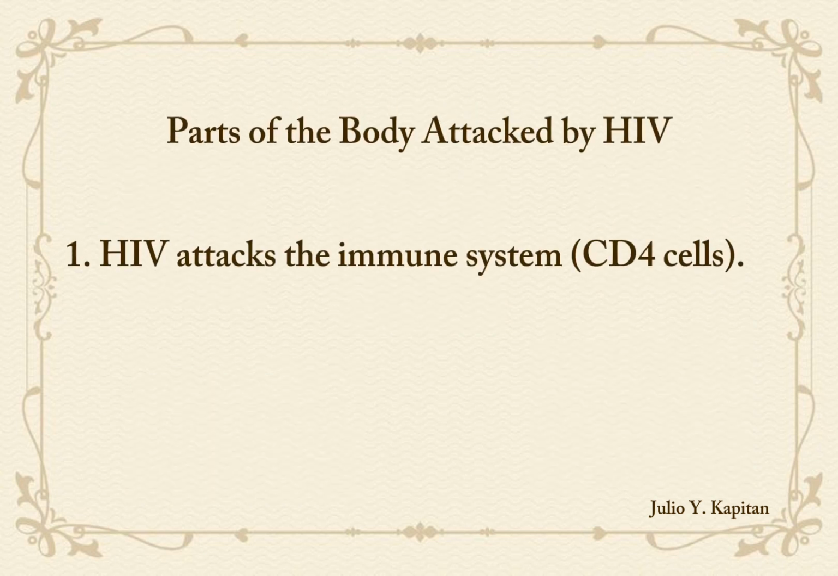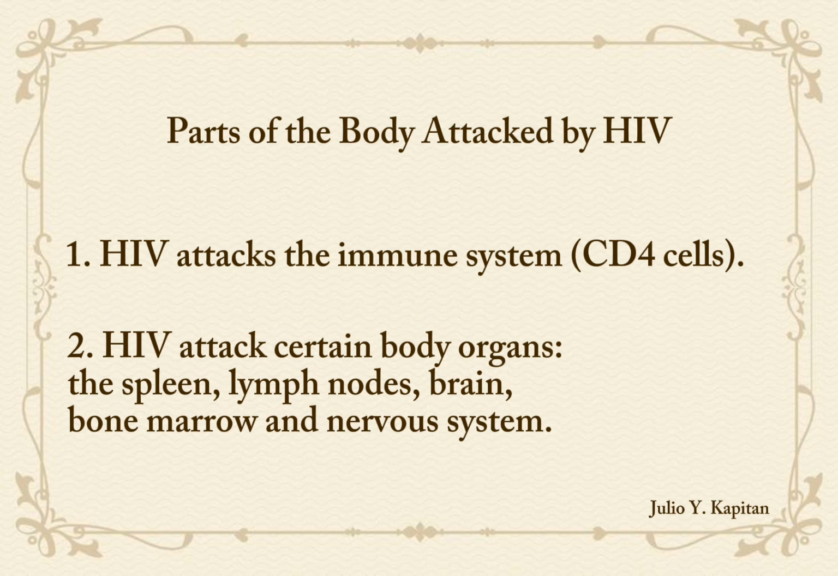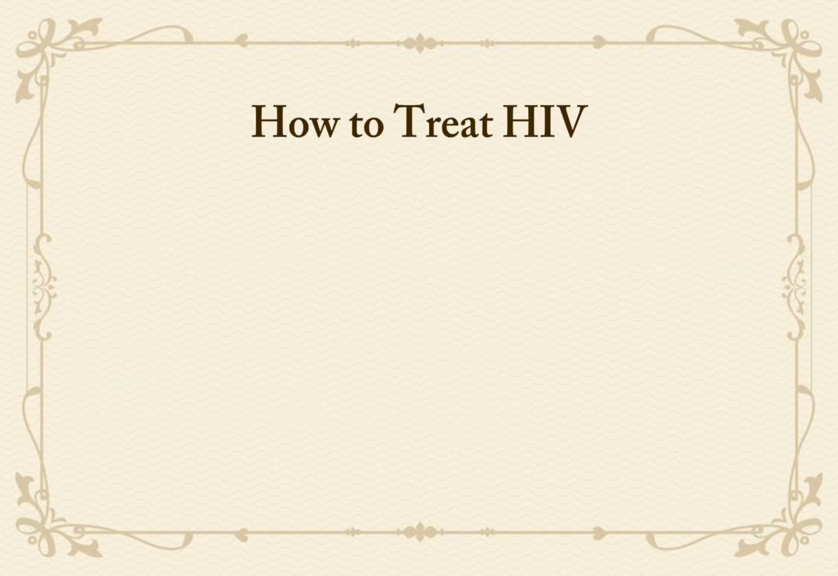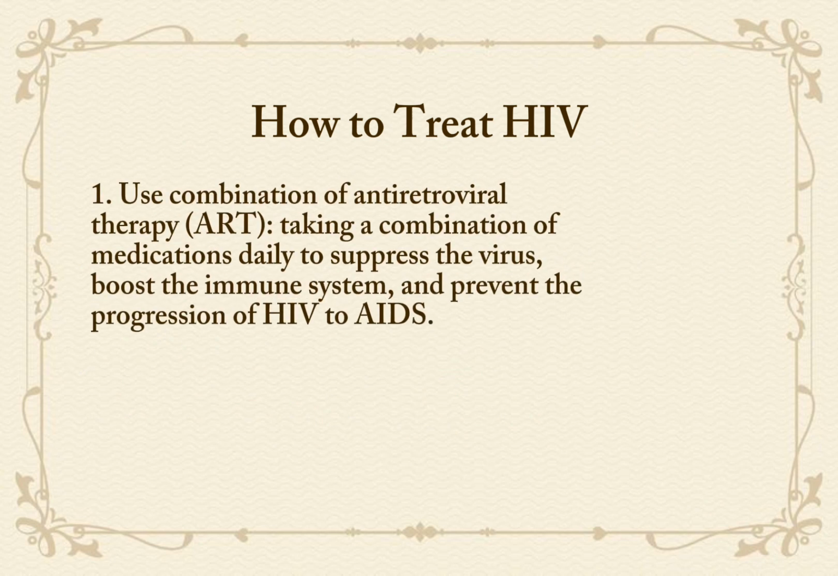HIV attacks the immune system, especially CD4 cells, which are an important part of the human immune system. This makes the body vulnerable to infection and other diseases. Apart from that, HIV can also attack certain body organs such as the spleen, lymph nodes, brain, bone marrow, and nervous system.